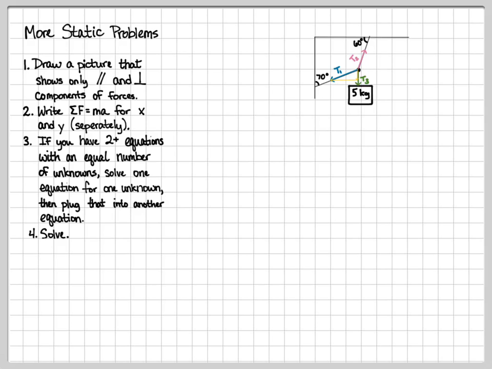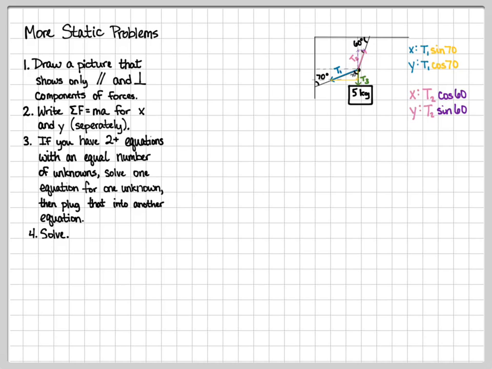So, for T1, I have it drawn there in yellow. If that angle is 70, that interior angle is also 70, because it's parallel lines cut by a transversal. So, in my x, I have T1 sine of 70. In my y, I have T1 cosine of 70. Okay, so we're going to do the same thing for T2. So my 60-degree angle is right there in the top right. So my x component is going to be T2 cosine of 60, and my y is T2 sine of 60.